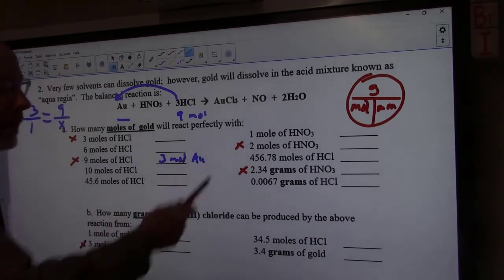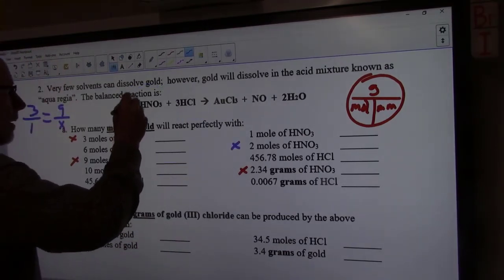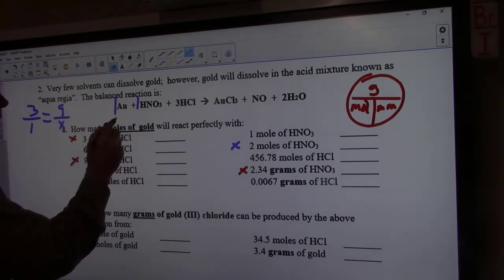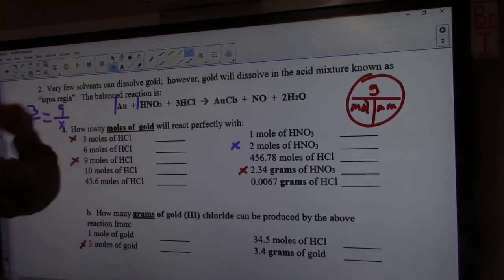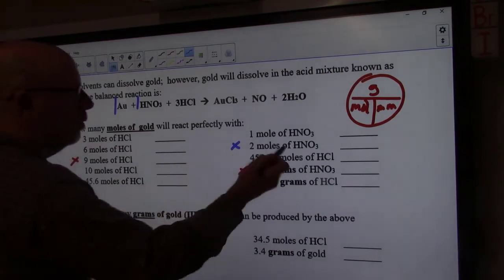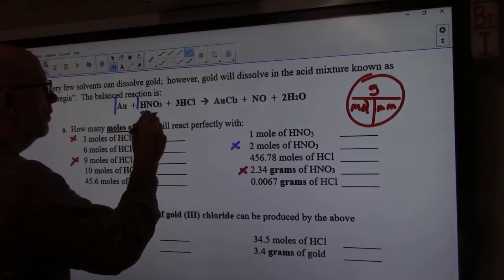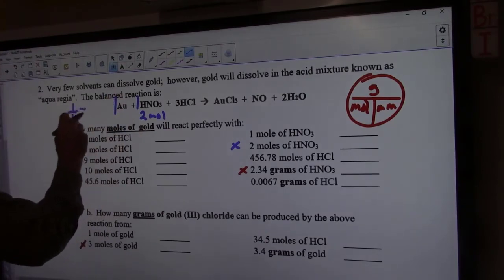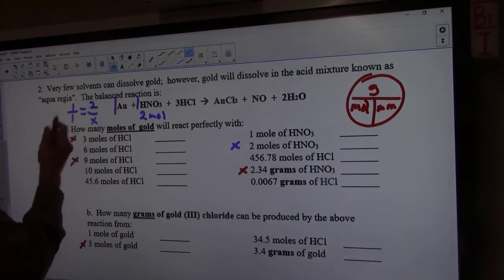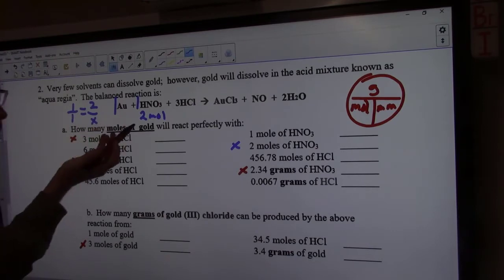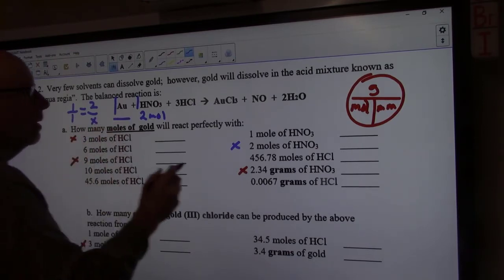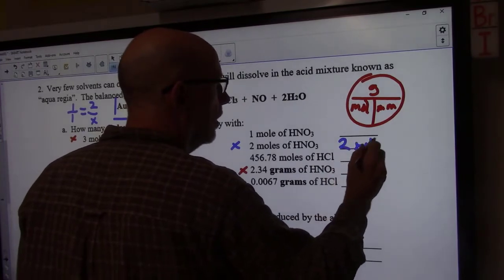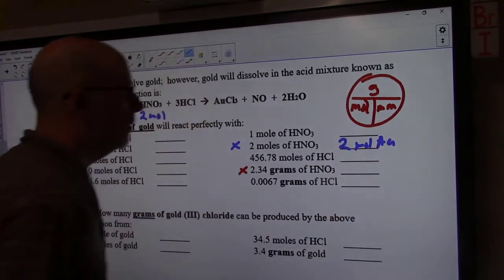Let's take a look at some problems over here. HNO3 has a 1 in front of it. Gold has a 1 in front of it. And those are mole to mole ratios. So what if I had 2 moles of HNO3, 2 moles. All right, I'd say 1 is to 1, as 2 is to x. 1 and 1 are the same number, so my answer is 2. So I should need 2 moles of gold for this reaction to occur.